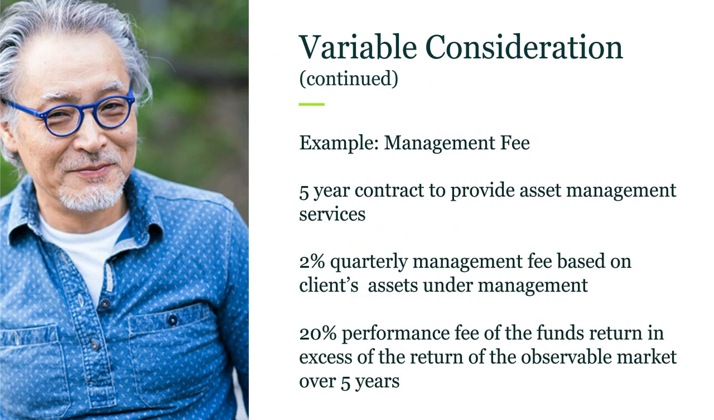So now we can get into an example of a contract that has variable consideration. So we'll take a look at a contract with an asset manager. The contract with the asset manager contains both a 2% quarterly management fee based on the assets under management, as well as a 20% performance fee of the fund's return in excess of market return. Both of these are considered variable consideration. And it's important to note that the entity will be accounting for these as a single performance obligation. This is because it's providing a series of distinct services that are substantially the same and have the same pattern of transfer. In this case, an asset manager generally does not offer either base management services or performance-based services separately. We will consider these one performance obligation when estimating the transaction price.